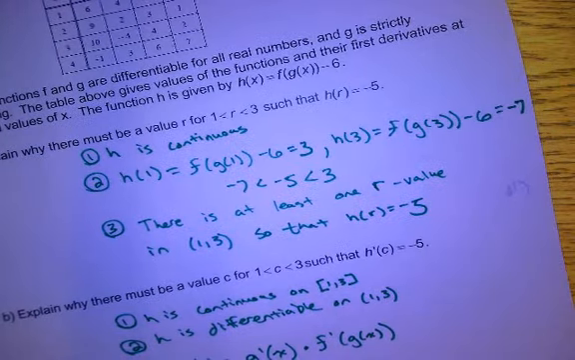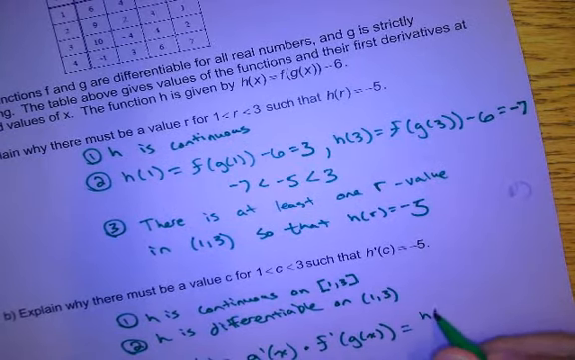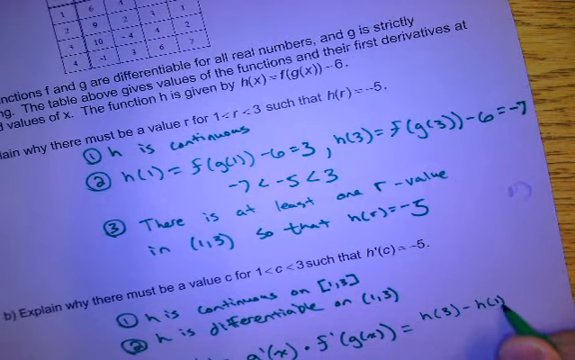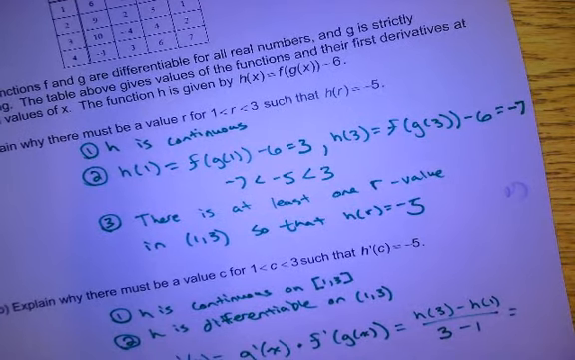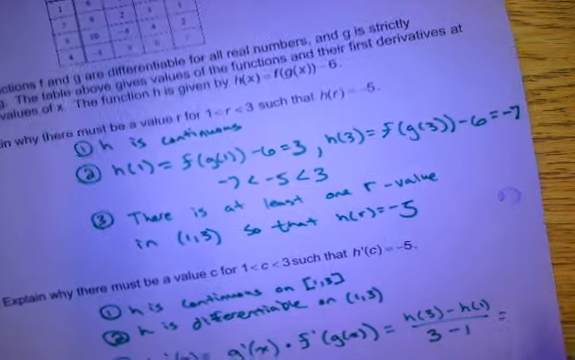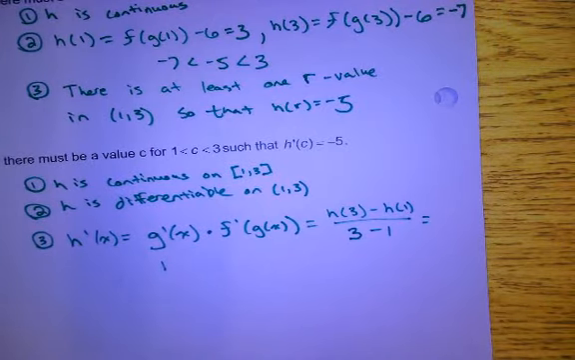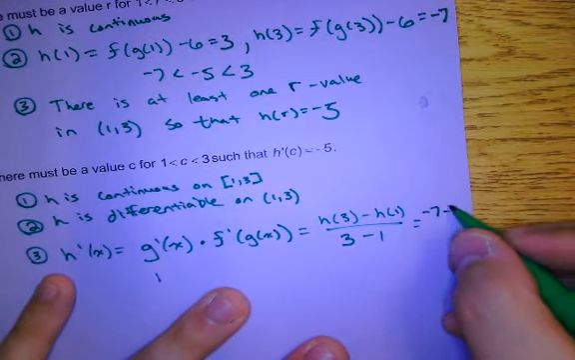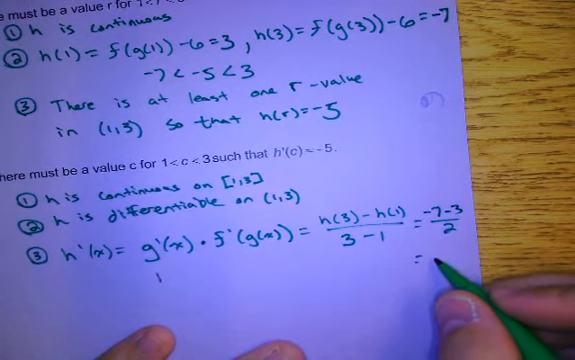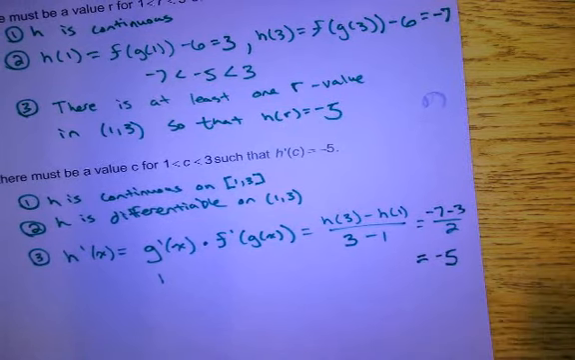So now let's go ahead and find this, which should equal h of 3 minus h of 1 all over 3 minus 1. What is h of 3? We have it already up here, correct? So it's negative 7 minus 3 all over 2, which is negative 5.